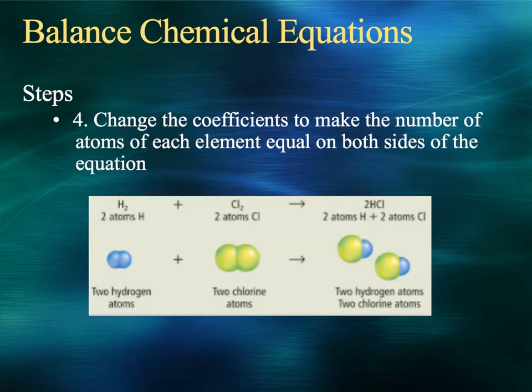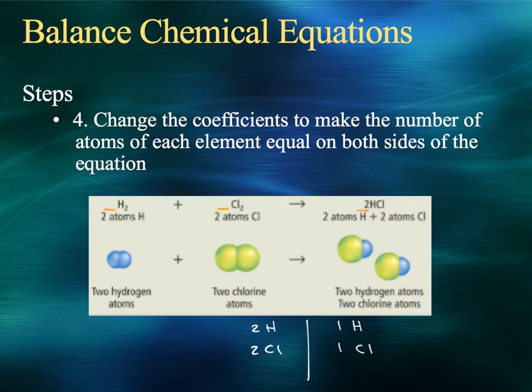Step 4 is to change the coefficients to make the number of atoms of each element equal on both sides of the equation. So, if we have 2 hydrogens and 2 chlorines on the left, and 1 hydrogen and 1 chlorine on the right, now we need to take a look at out front of the skeleton reaction, where can I put a coefficient such that I end up with equal numbers of these things? Well, first of all, I've got less on the product side, so the number's likely going to need to get changed over there.